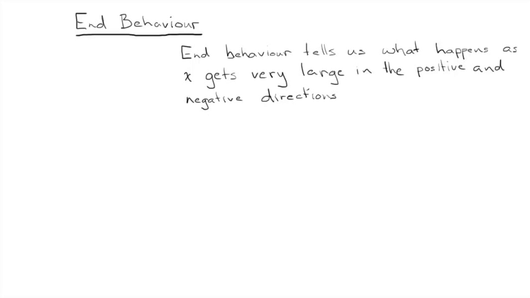In this video, we're going to talk about the concept of end behavior of functions. What end behavior tells us is what happens to the function as x gets very large in the positive and negative directions. So let's look at an example and see what I'm talking about. Let's consider a very simple function, f of x equals x squared.